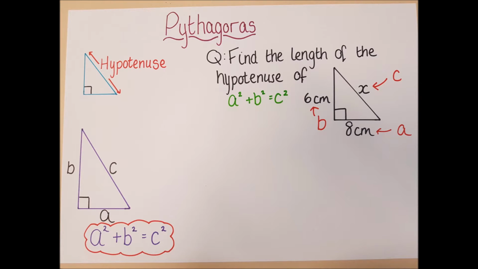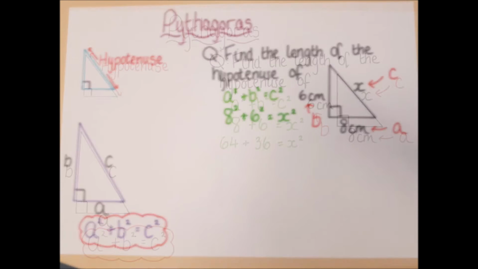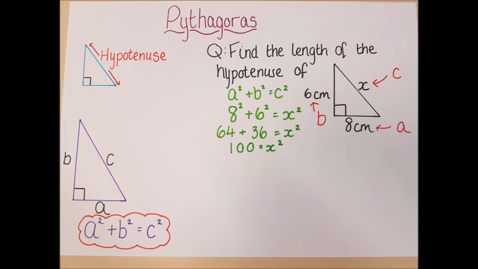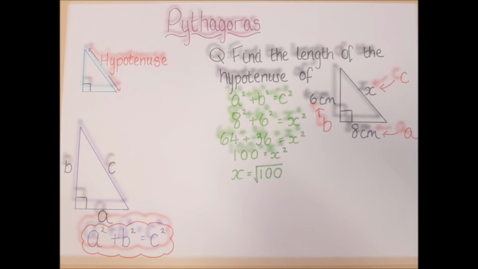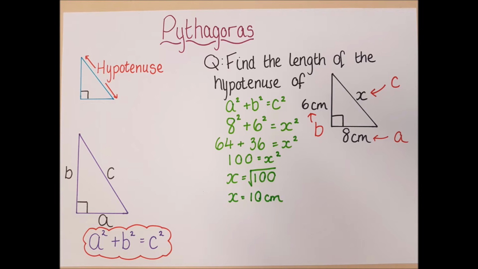Plugging in our values for a and b and plugging in x as our value for c, we obtain that 8 squared plus 6 squared is equal to x squared. This is the same as saying 64 plus 36 is equal to x squared, so x squared is equal to 100. Now remember from the question that the thing that we want to find is x, so we want to rearrange for x equals. Therefore we take the square root of both sides of the equation to get x is equal to the square root of 100, so x is equal to 10 centimeters. This is our final answer.